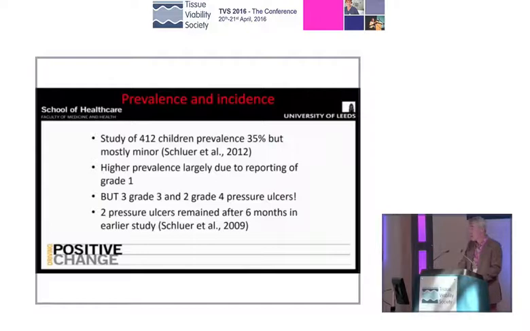In one study, as much as 35% of children were said to have pressure ulcers, but these were mostly very, very minor. However, there were one or two quite severe pressure ulcers. So when I was talking to colleagues in Leeds about looking at risk assessment tools, they weren't very interested because they said they were really only interested in the serious ulcers, which were few in number, but those were the ones that presented them with problems. And indeed, in one study, even months afterwards, a couple of pressure ulcers were still severe.